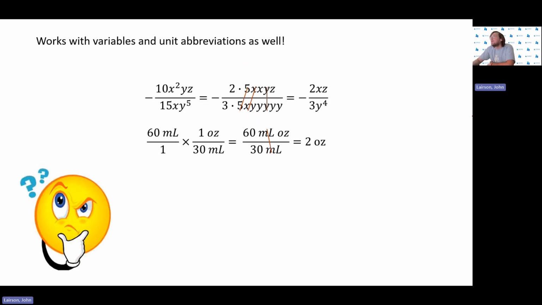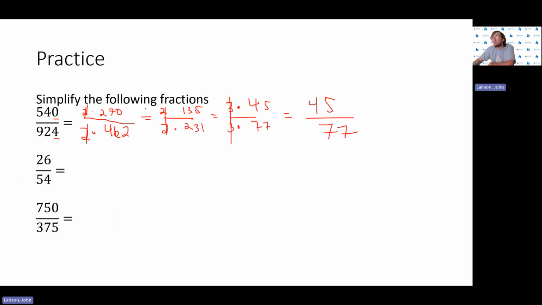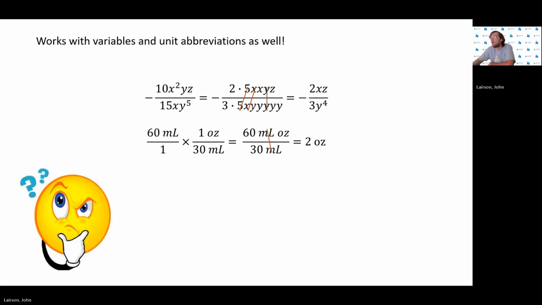Okay, so we're talking about canceling the top and bottom, which is again the same thing that I did here. We cancel out the top and bottom, and I cross them out. We can do those with letters as well, right? So with this 10x squared yz and 15xy to the fifth, I am writing out those, I'm expanding the exponent, right? X squared is x times x. It's just telling you how many times we're multiplying it by itself. This y to the fifth means it's y times y times y times y times y, 5 times, because the power is 5.